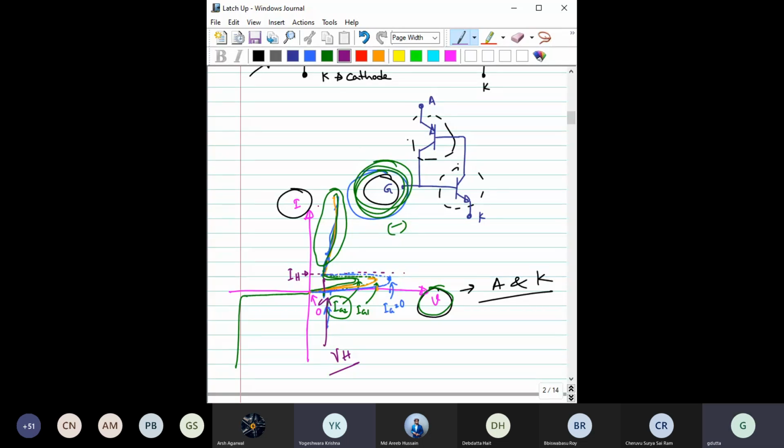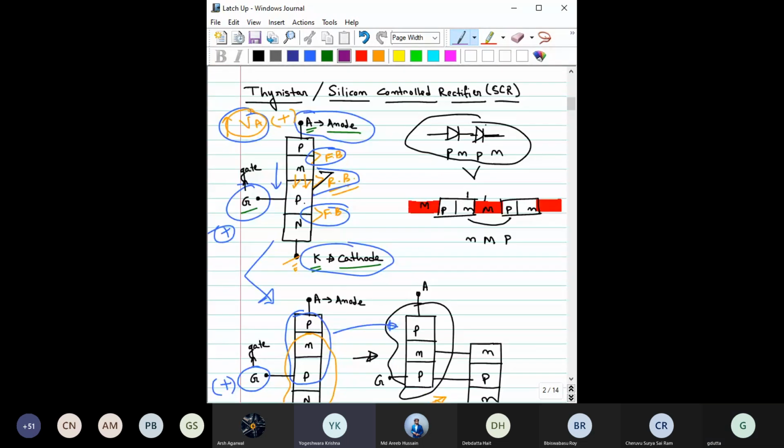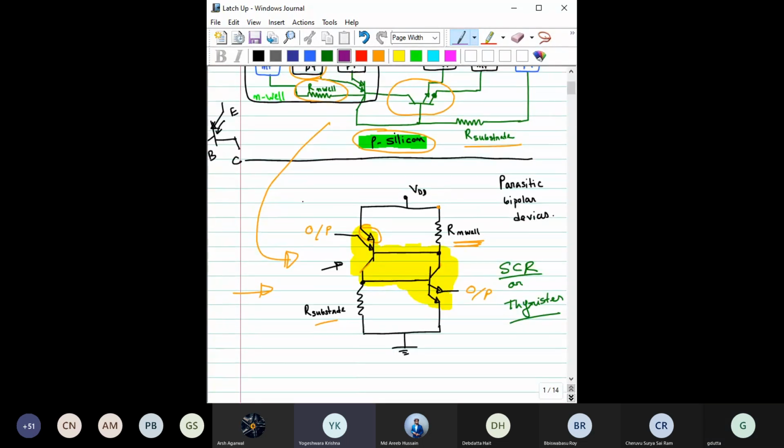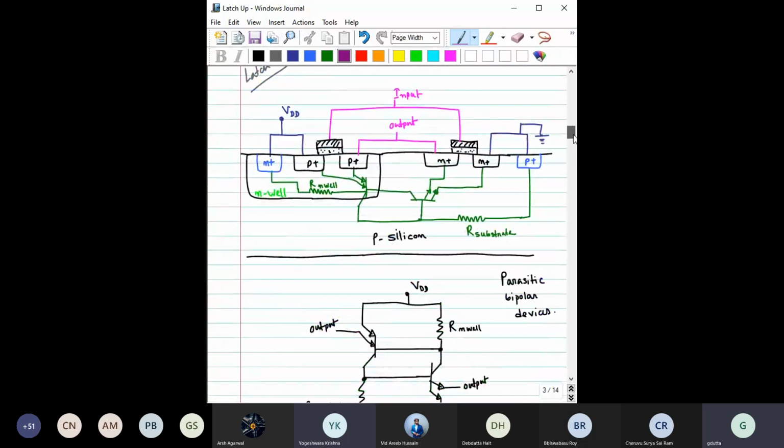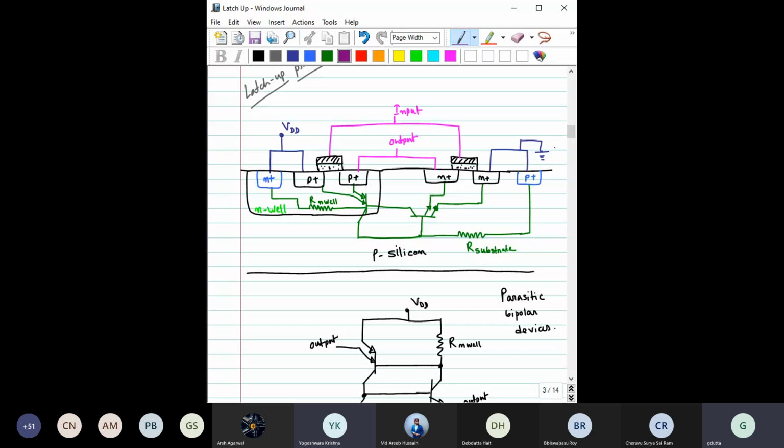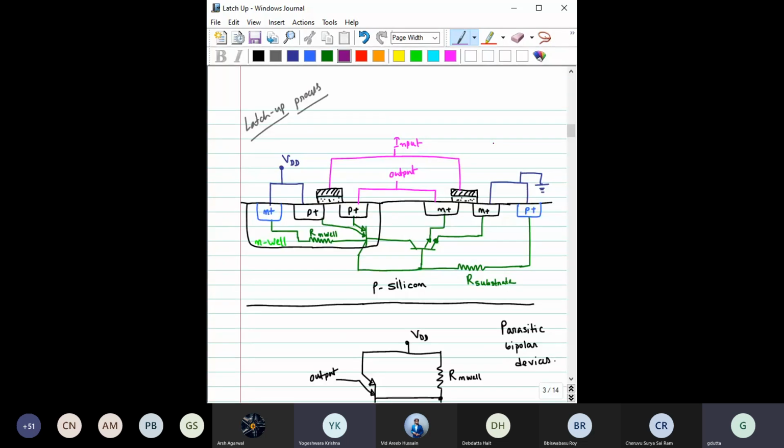So I hope this gives a brief idea about SCR, right? And let us now try to apply this knowledge to CMOS latch-up. Let us come back to this. I think I have drawn one more diagram here. Yes, right. Let us now come back to this latch-up process again, with the same diagram.